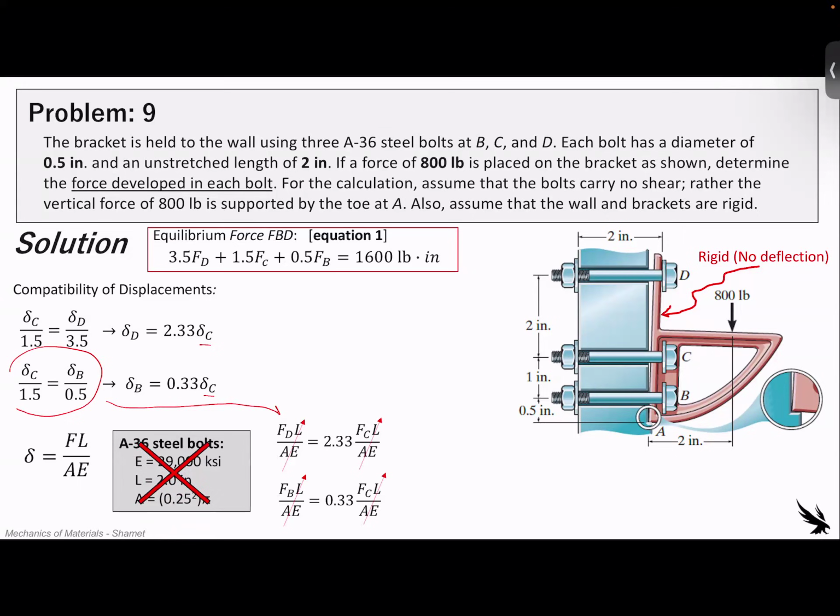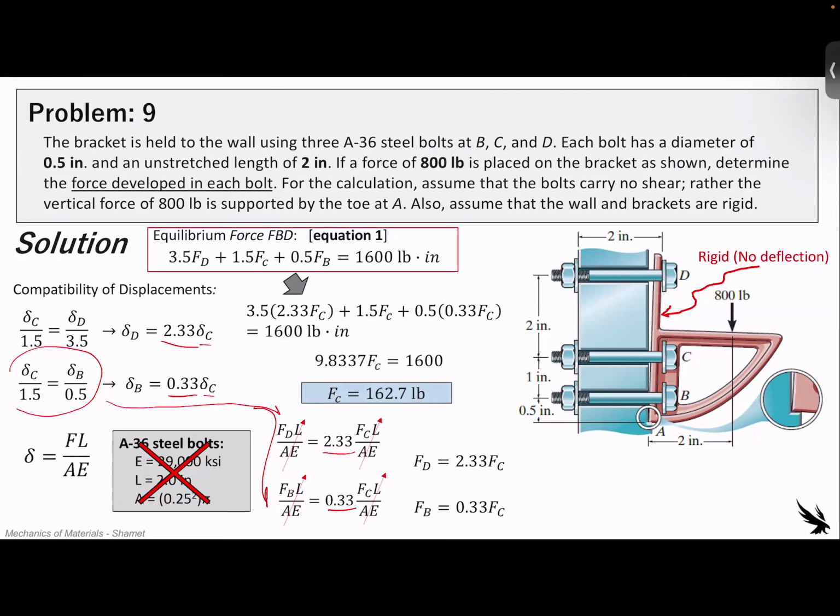Hopefully you can see that come from the point. Well, I guess, sorry, this should come down here. 0.223, 0.223, and then 0.33, 0.33. So the L's and the A's and the E's all cancel out because it's all the same material and they're all the same length. So this makes it a lot easier here. So we have now both the forces in the D bolt and the B bolt as a function of the C bolt. So now we can plug that all into our original equation and solve just for FC, so the C bolt.